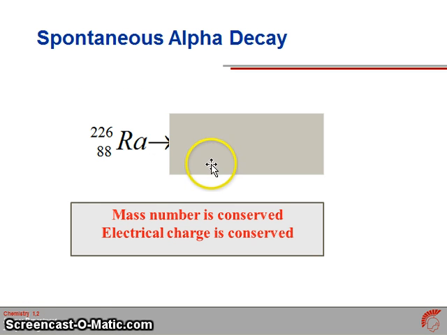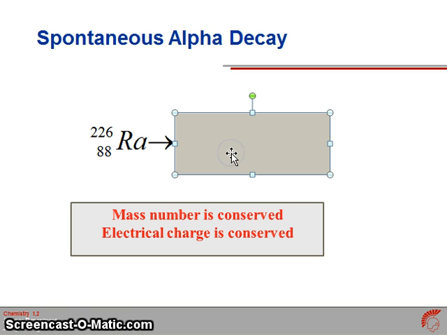Now let's get to the fun part, the equations. When we're writing nuclear equations or nuclear reactions, we have to keep in mind two things. One is that the mass number is always conserved, and the other one is that the electrical charge is conserved. So these are two conservation laws that we have to follow all the time.